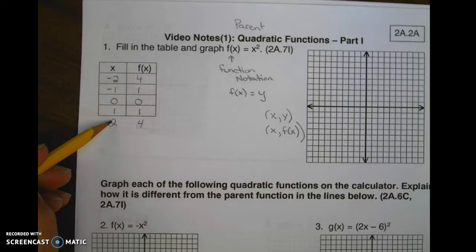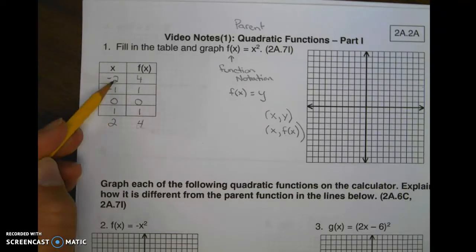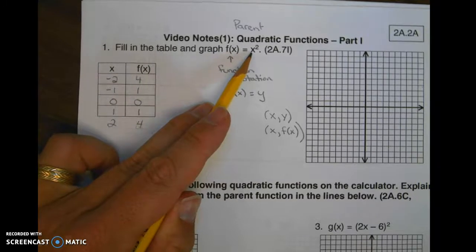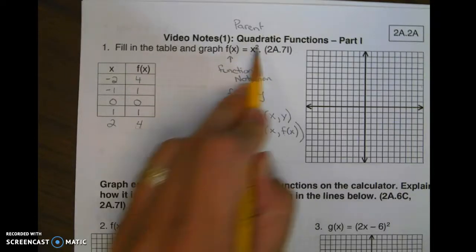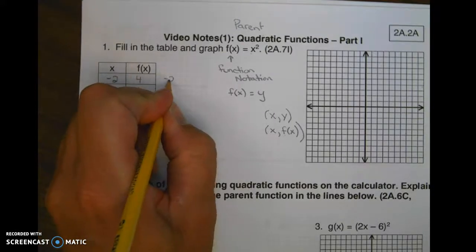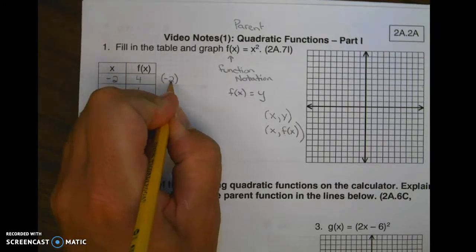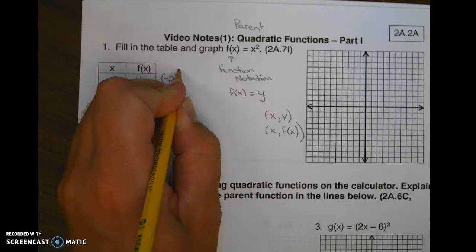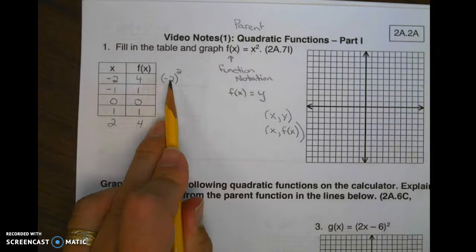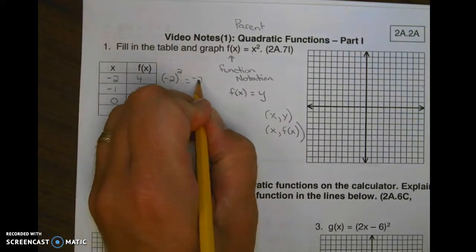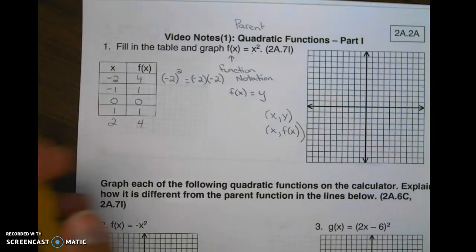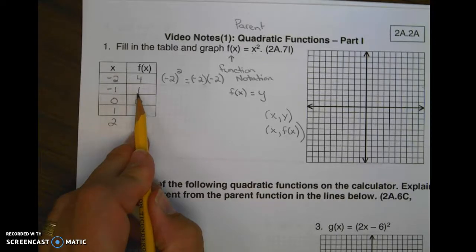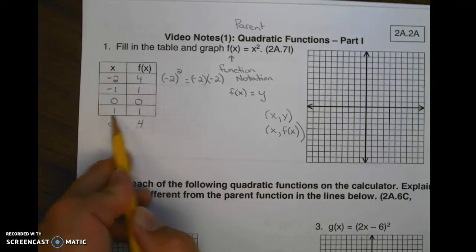So I chose these numbers, and then I took those numbers and I plugged them into the function. So when I plug -2 into the function, I put it in everywhere I see an x, and then I squared it. -2 squared, notice I'm using parentheses because I want to square the negative and the 2. That would be -2 times -2, which is 4. Okay, -1 squared is 1, 0 squared is 0, 1 squared is 1, 2 squared is 4.